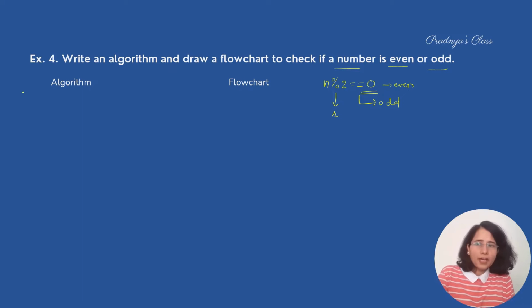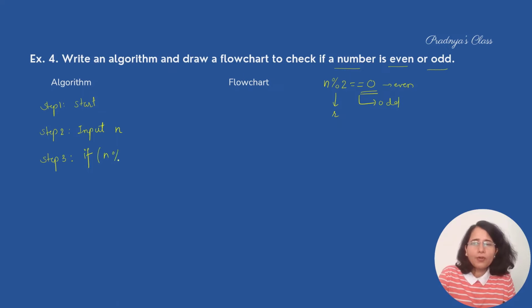So let's try to write the algorithm for it. Step 1 will be start. In step 2 we have to take one number, so I am using an input statement for that, with a variable n. Now in step 3 we have to find out whether it is an even number or odd. For that I am using an if statement: if n modulus 2 is equal to 0, it means this number n is completely divisible by 2. That's why we are getting the remainder 0.